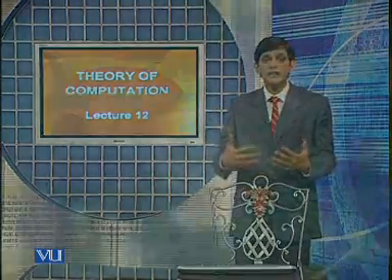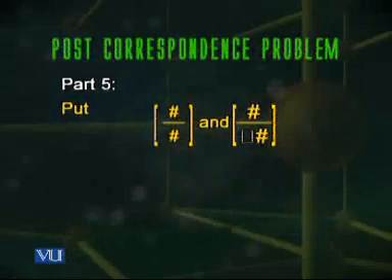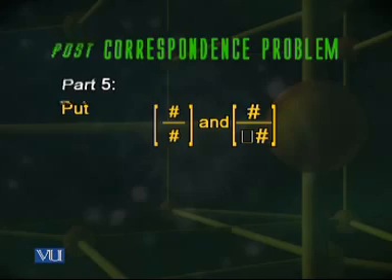We would like to continue this. Let's look at this example further. Now in part 5, we add the following two dominoes to our collection. The first domino is hash sign at the top and hash sign at the bottom, and the second domino is hash sign at the top and a blank followed by hash sign at the bottom.